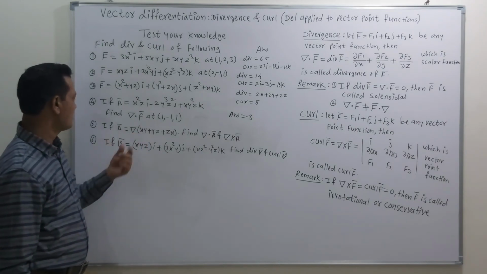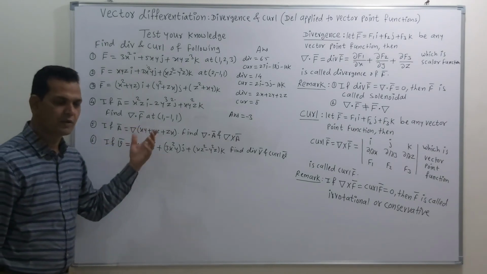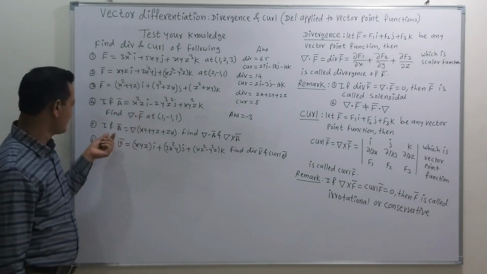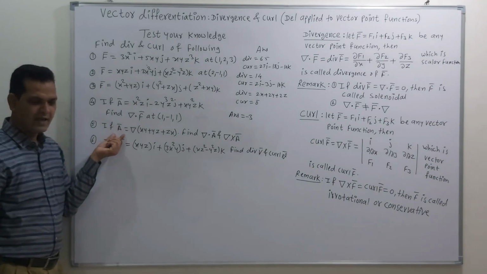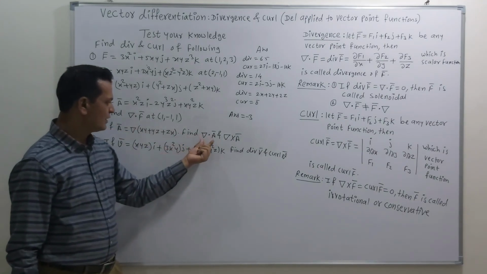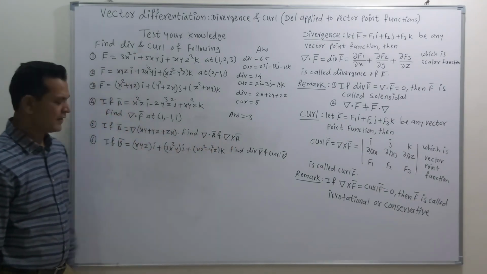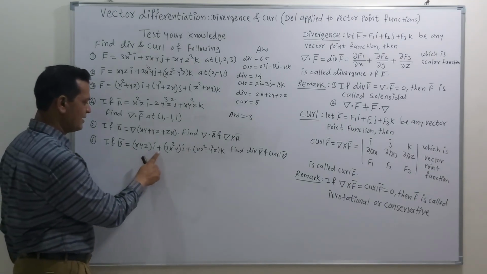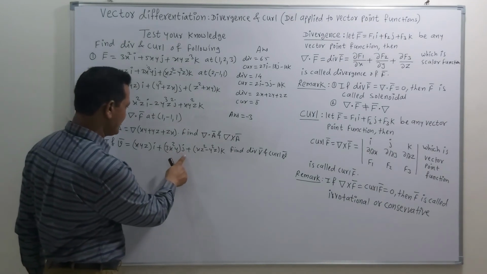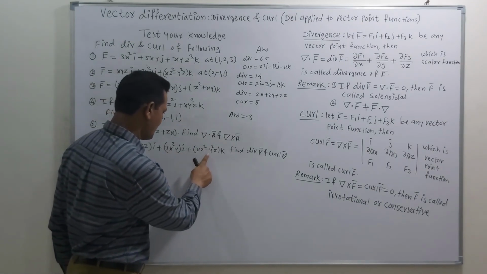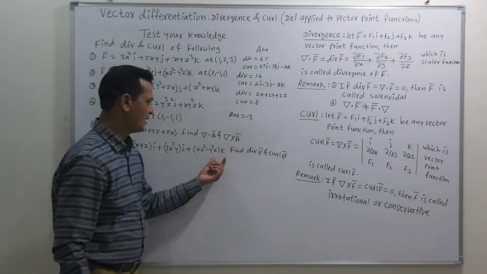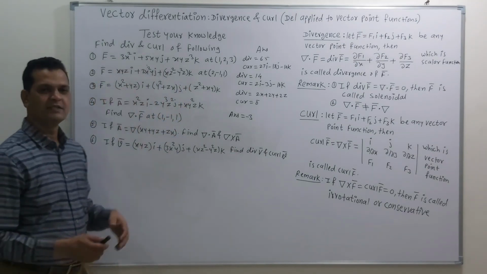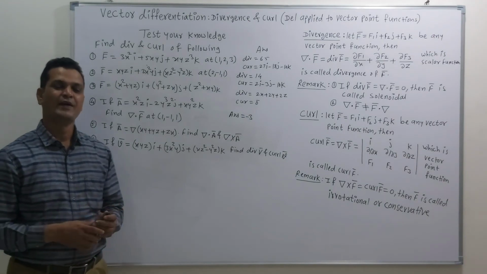After finding the gradient of this function, you will get a new term, and let's denote that new term by another function, which is called a bar. Then find out the divergence and curl of this vector point function. And the last question is that vector v is given as xyz i plus 3x squared y j plus (xz squared minus y squared z) k. Again find out the divergence and curl of this vector. So solve these simple 6 examples and test your knowledge.